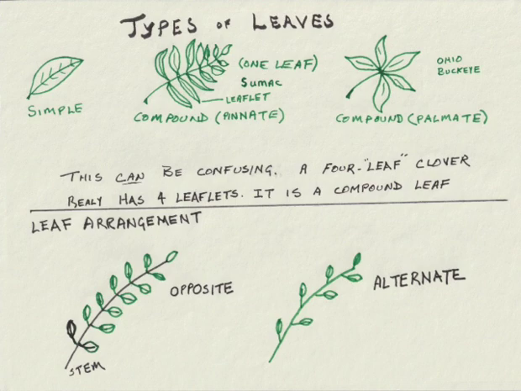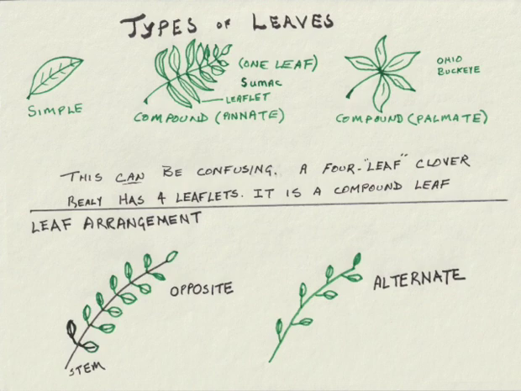Then you have palmate compound leaves, such as the Ohio buckeye, where the leaves are kind of much like the shape of a palm tree. This can be confusing, however. The 4-leaf clover is not a 4-leaf clover at all. A 3-leaf clover is not a 3-leaf clover. It's actually a single leaf with 3 leaflets.